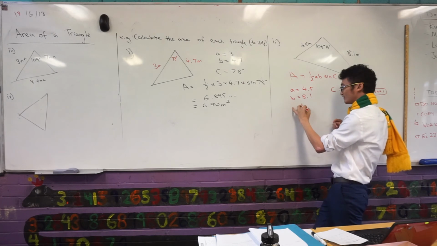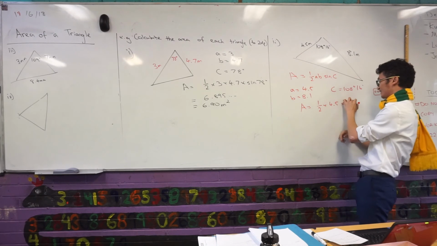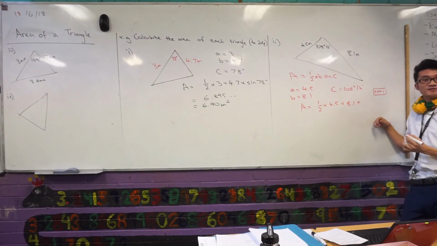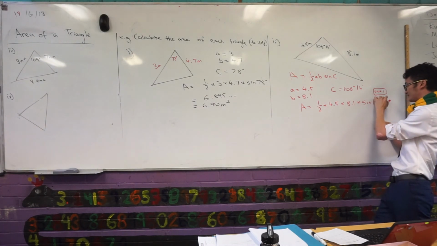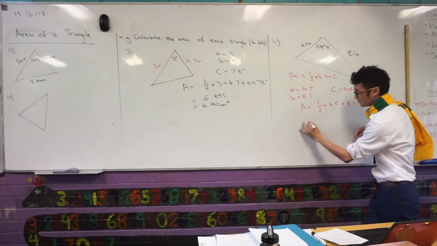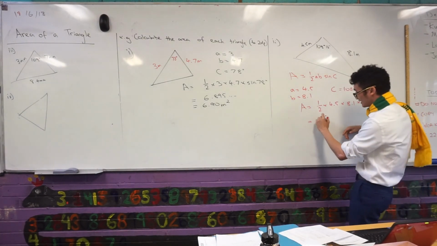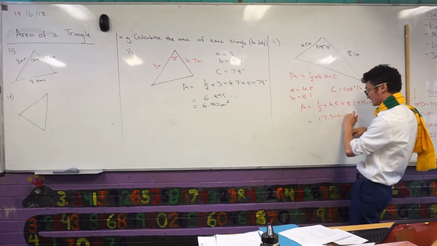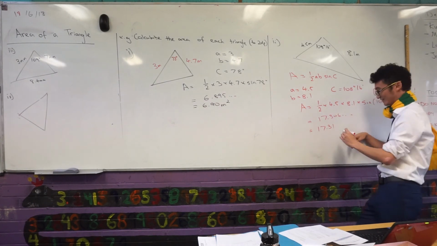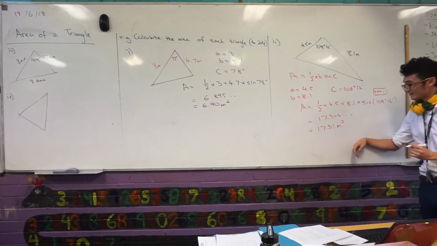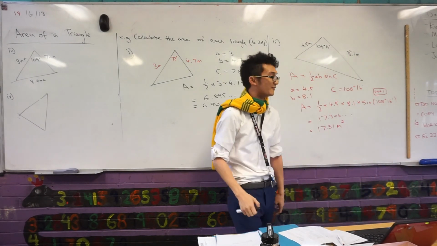Again, it's just putting into my formula here. I've got half times 4.5 times 8.1 times sine of 108 degrees and 16 minutes. And then plug that in for me. Yeah, that looks right to me. So I think you get 17.306 something, and then should be 17.31. Meters. Good, square meters. Any questions with that one? Not too bad. Yeah, I'll let you copy that down.